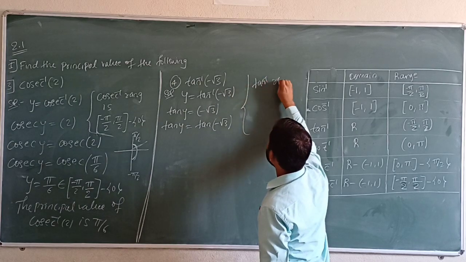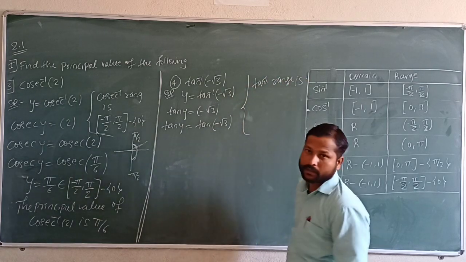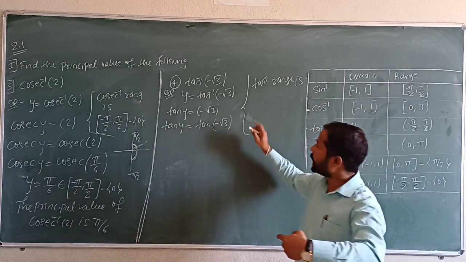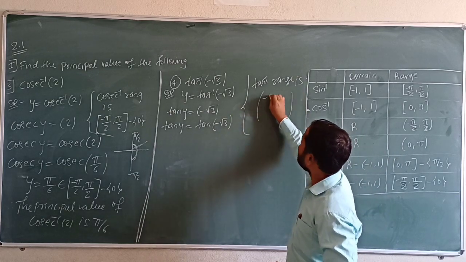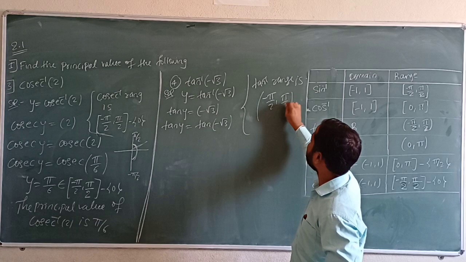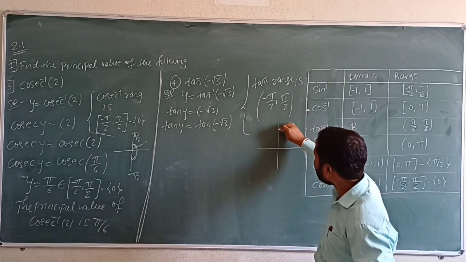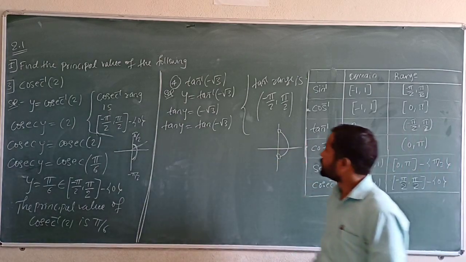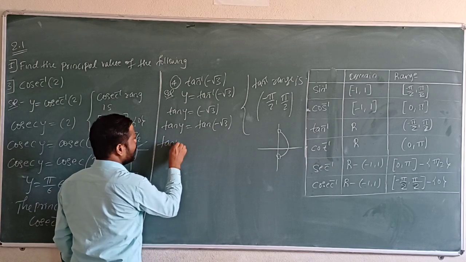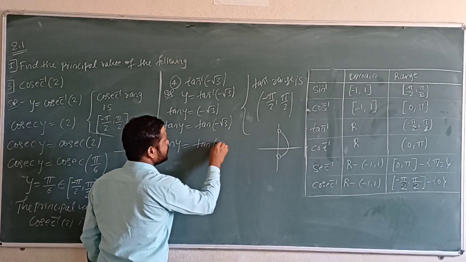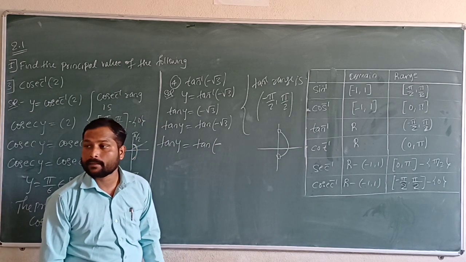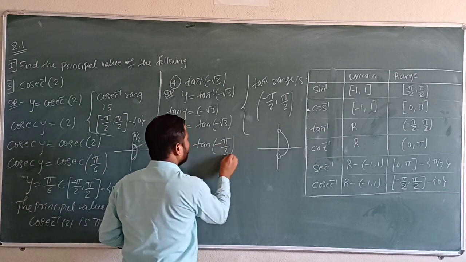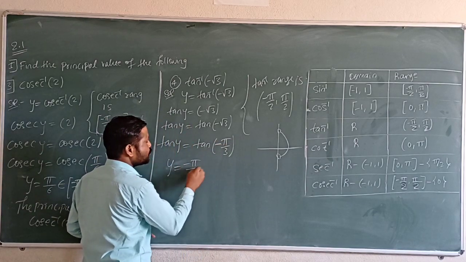How to remember the tan inverse range? Similar to sin inverse, but sin inverse has a closed interval, and tan inverse has an open interval, minus pi by 2 to plus pi by 2, meaning that is a node. Your answer must be in the first or fourth quadrant. Simplifying, tan y is equal to tan of minus root 3, and root 3 means how many degrees? 60, meaning pi by 3. Then y is equal to minus pi by 3.